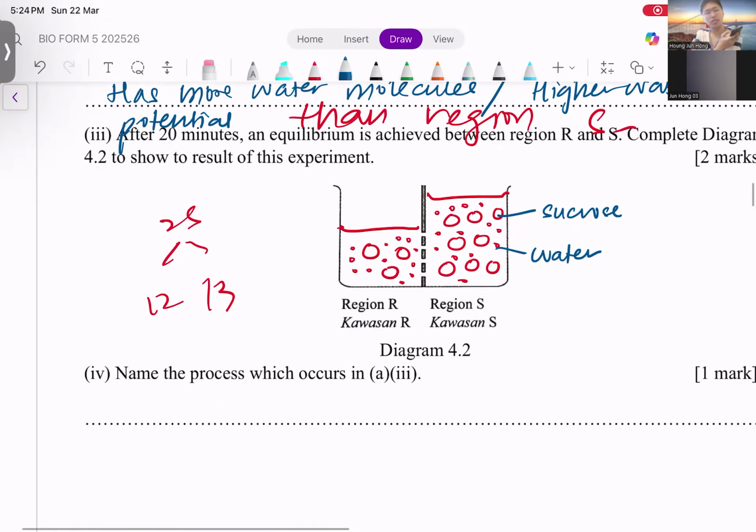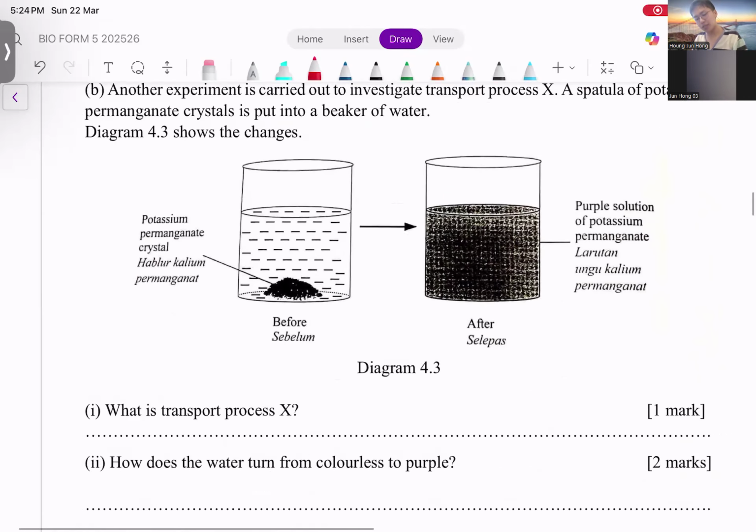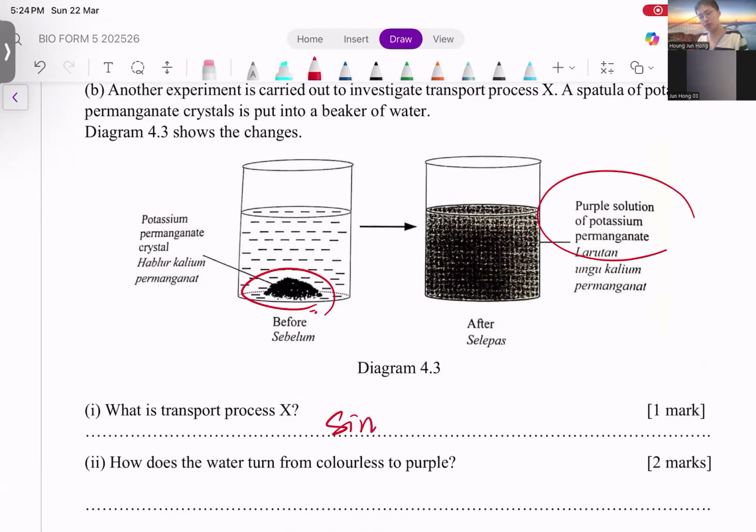Cool. The next one: what is this process? What happened over here? Water moves. When water moves, this is called osmosis. Okay, let's move on to the next question. We have something dissolving here and it turns the whole solution purple. What is this process? This is simple diffusion.